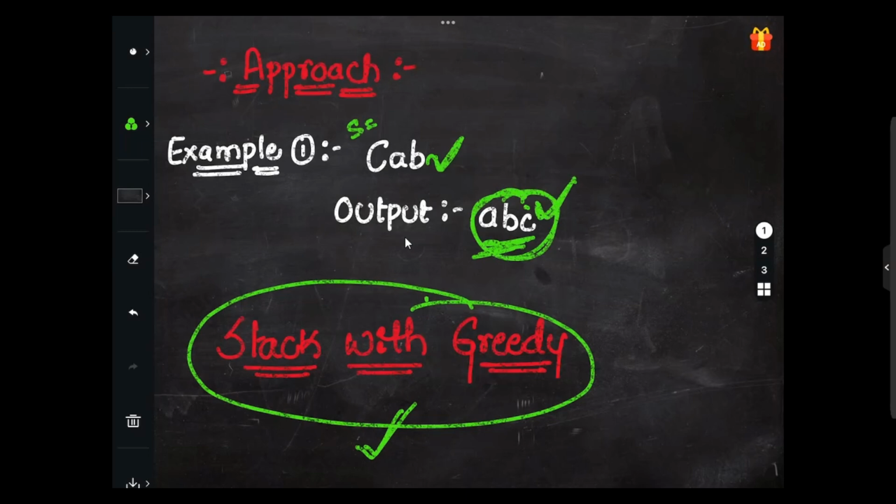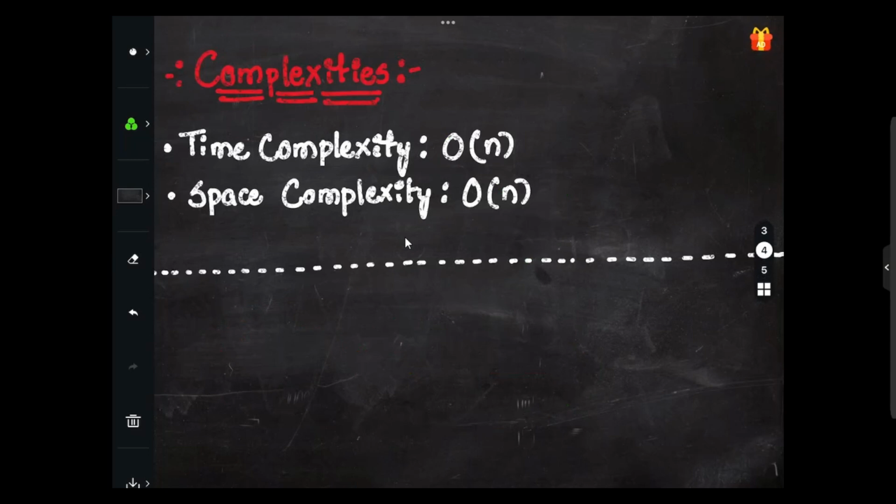ABC. So the output that we got is ABC, which is equivalent to the output that they have given for example one. So quite obviously, the approach works absolutely correct. Now, as we are completely familiar with the approach, let's discuss the complexities very quickly.